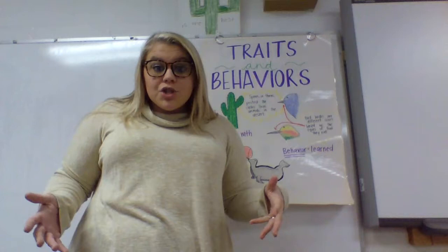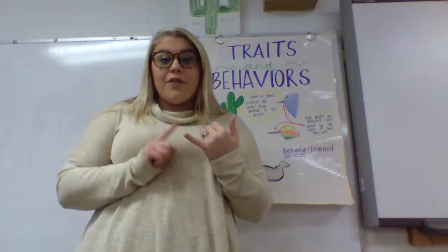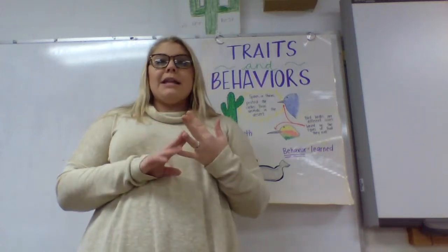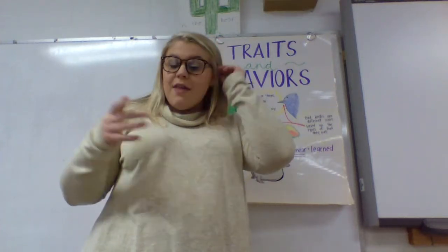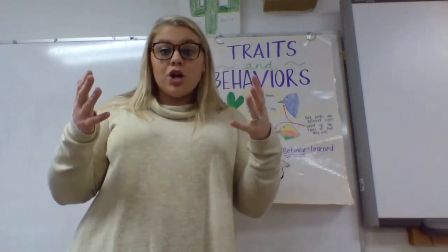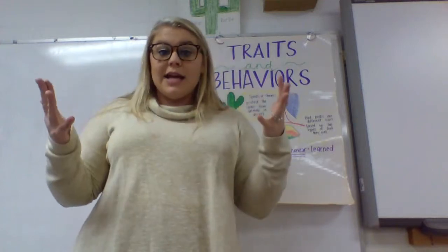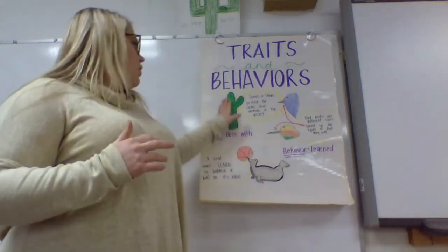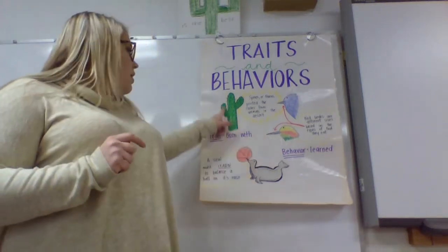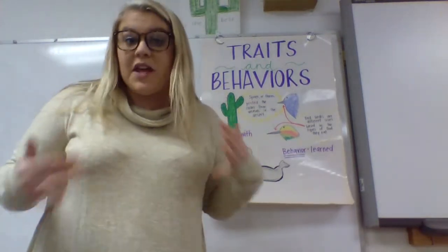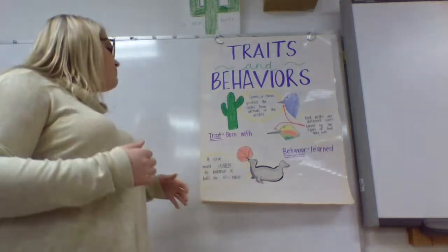Other inherited traits of plants might be their color. They might inherit their size. They are things that when the seed starts to germinate, the plant just comes with. So the cactus never had to think about getting the spines or the thorns. It was born with it. It was an inherited trait.